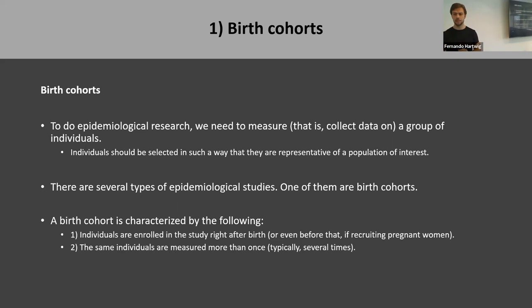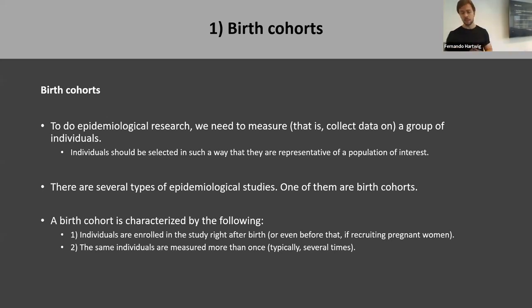And I think this issue of representativeness is getting a little bit overlooked in some modern studies in epidemiology. And this is quite a vague statement, like we need to collect data on a group of individuals. There are many ways that we can do this, and those different ways correspond to different epidemiological studies. And one of such studies is what we call birth cohorts.